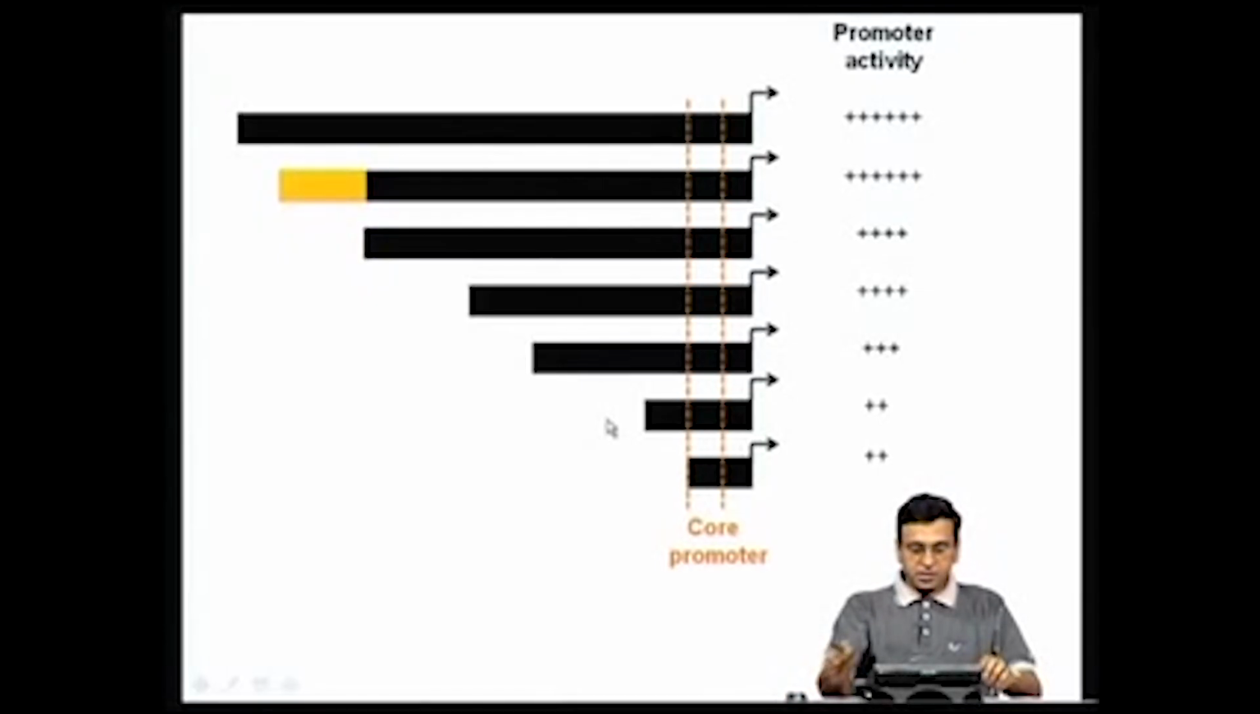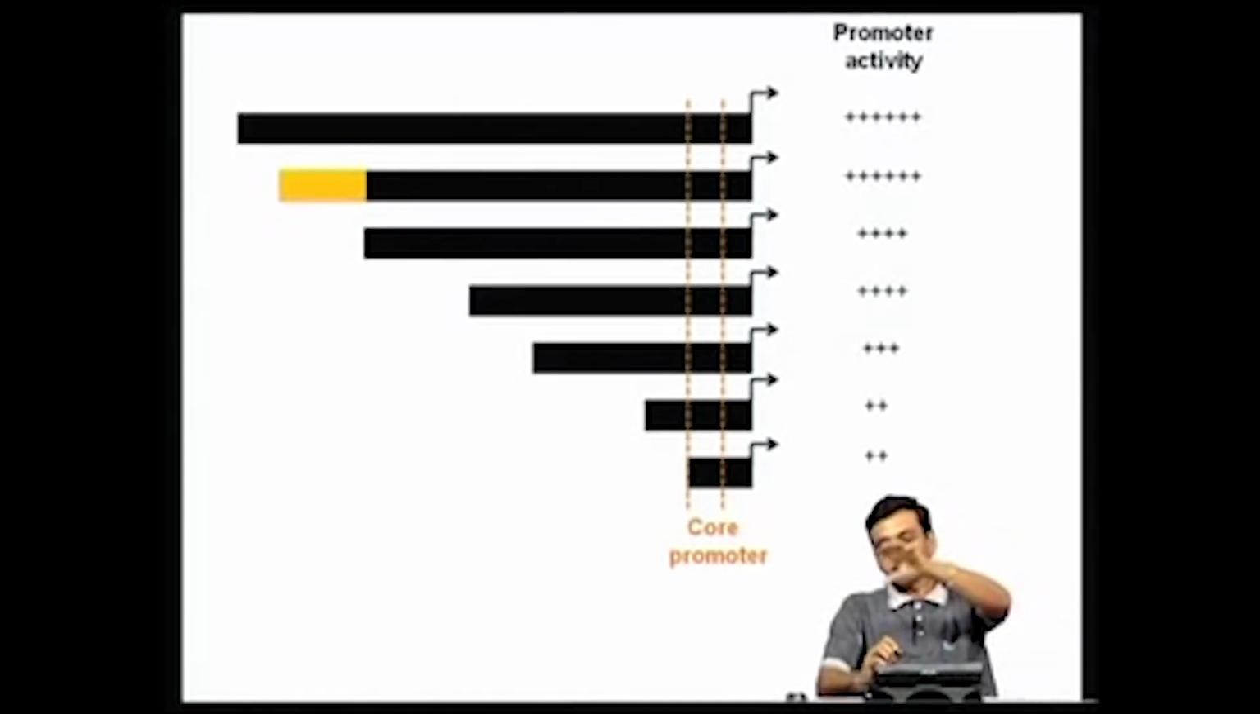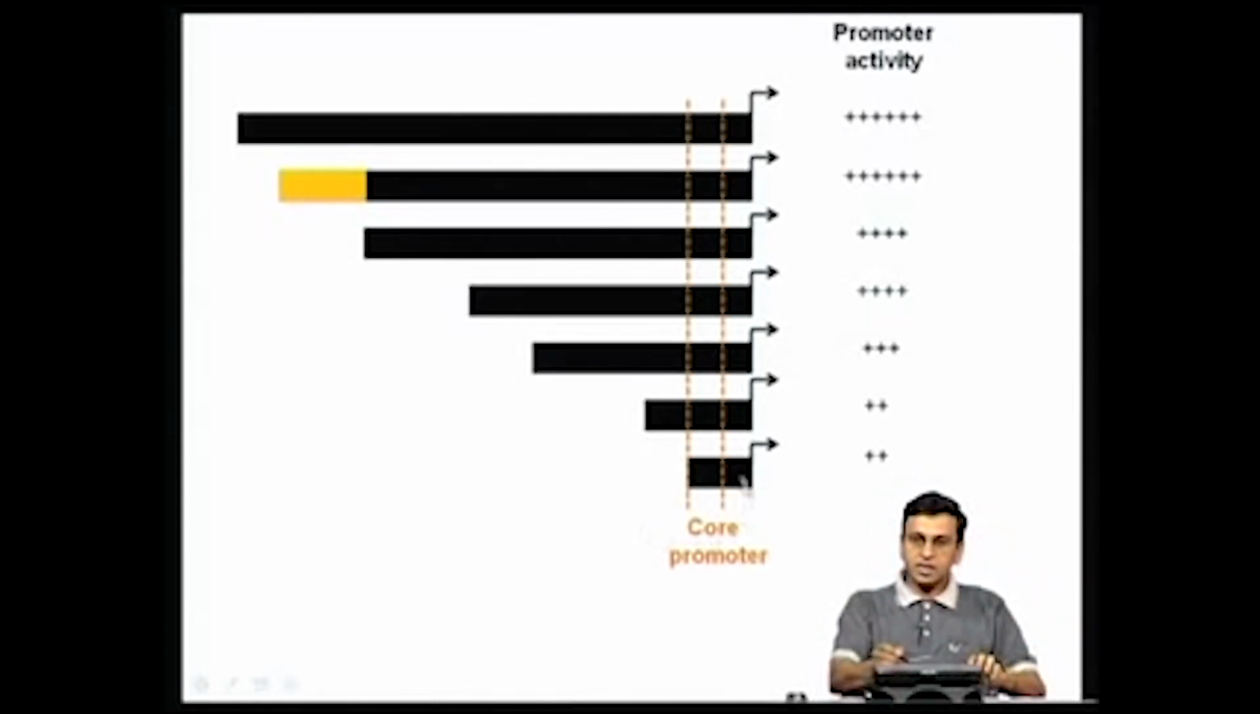So what this means is that when you make a deletion in this upstream region, there is a decrease in the promoter activity, suggesting that this region, which I have put in an orange box, may actually harbor some very important cis acting elements to which certain protein factors may be binding, and they in turn may be interacting with the general transcription factors and RNA polymerase in the promoter and enhance the rate of initiation of transcription.